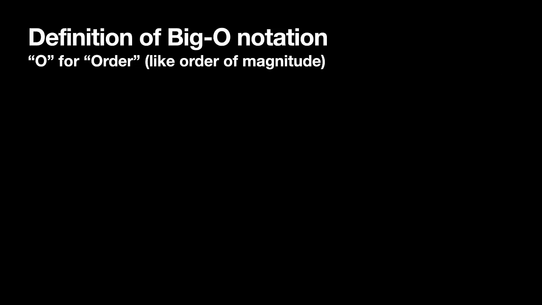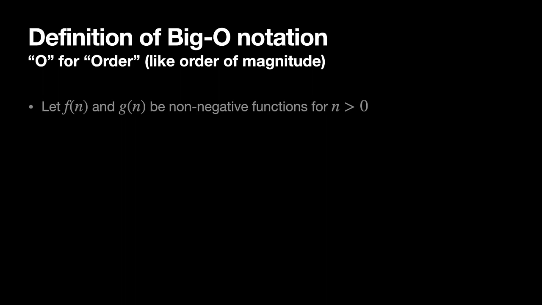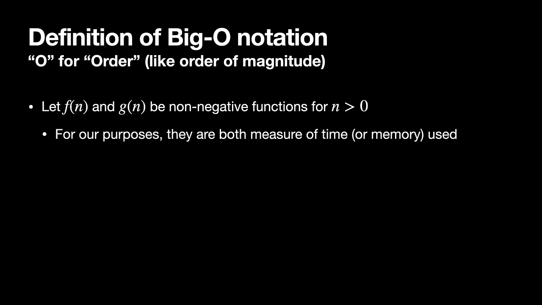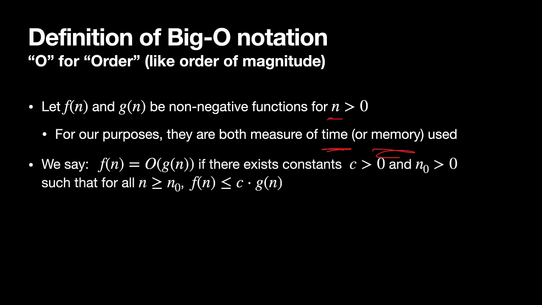Okay, so the definition of big O, again, O kind of stands for order, like order of magnitude. We'll have two functions that we want to somehow compare, f and g. They'll be non-negative functions. So for our purposes, the thing that they're identifying is the time or memory being used. So those are typically not negative values. If we're trying to measure the time that an algorithm takes, we won't have a negative time, and we certainly also can't have negative memory.